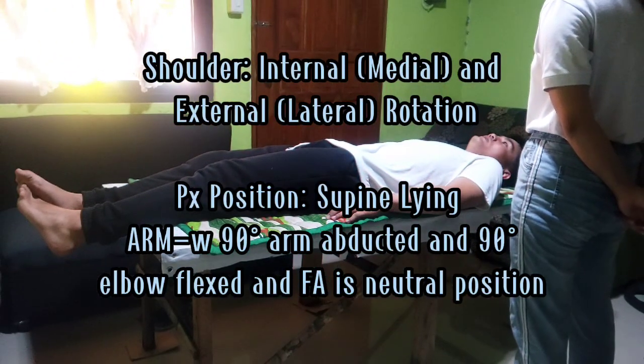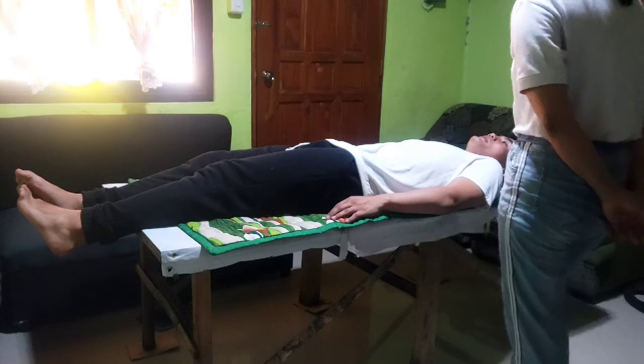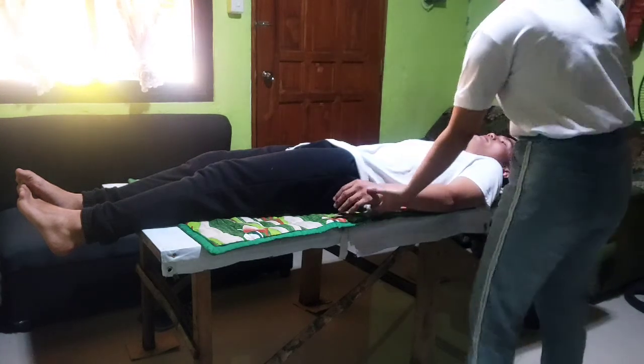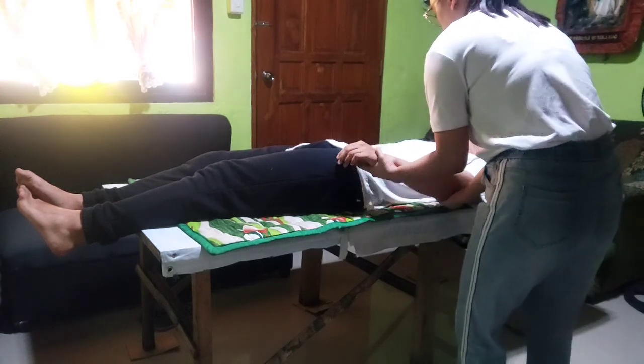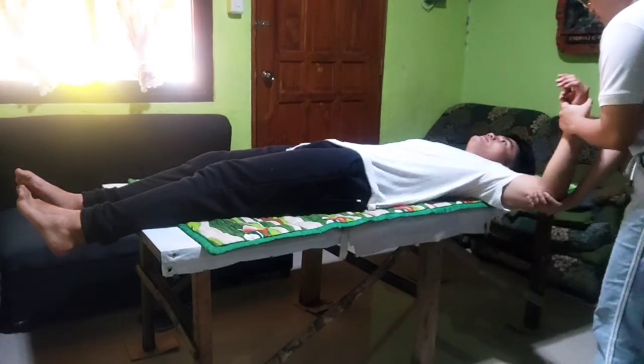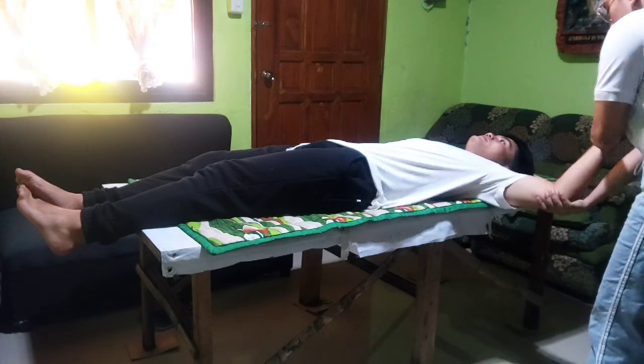Shoulder internal and external rotation. Patient position, supine. The arm is abducted 90 degrees, the elbow flexed 90 degrees, and the forearm is in neutral position. PT's hand placement and procedure.